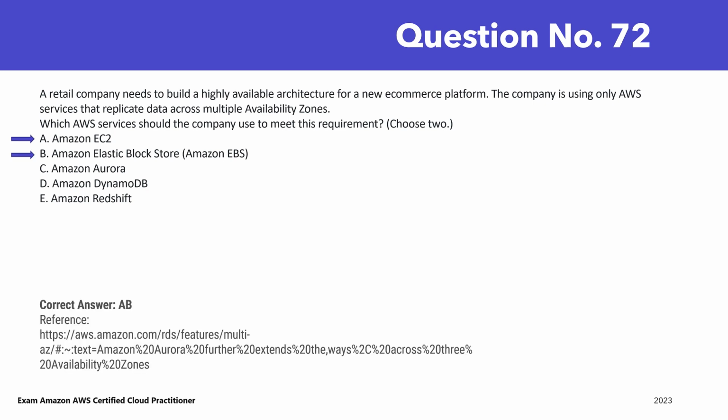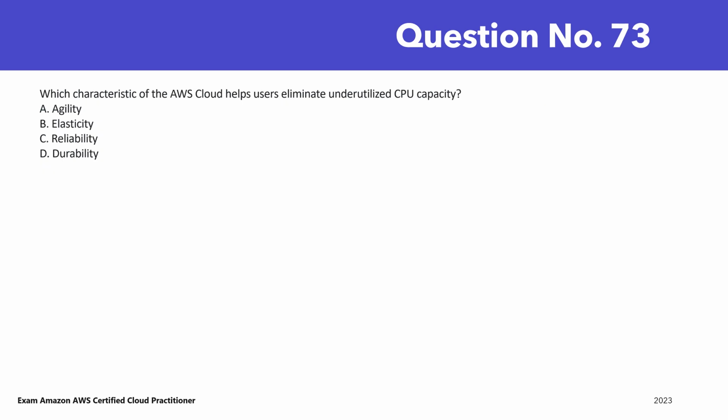Which characteristic of the AWS Cloud helps users eliminate underutilized CPU capacity? A. Agility. B.